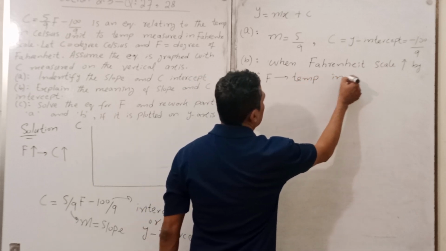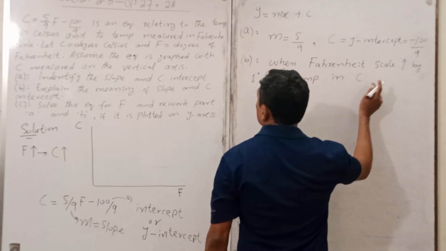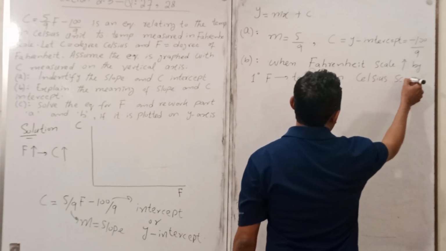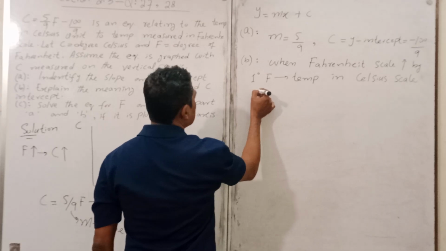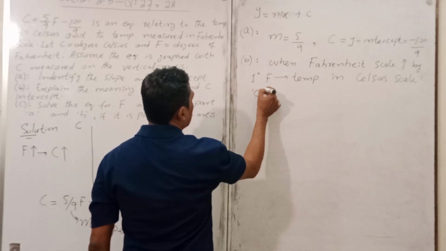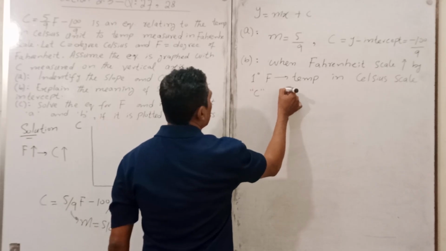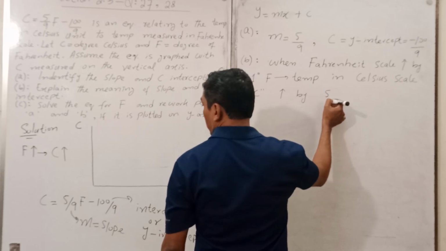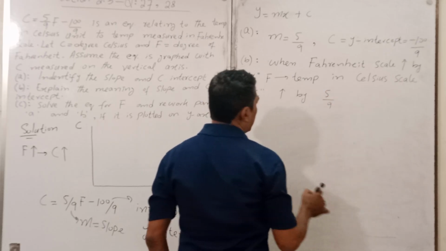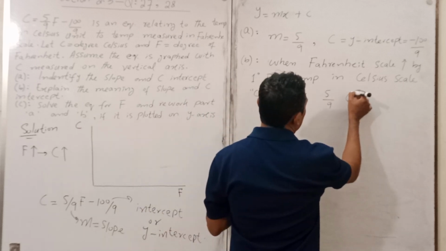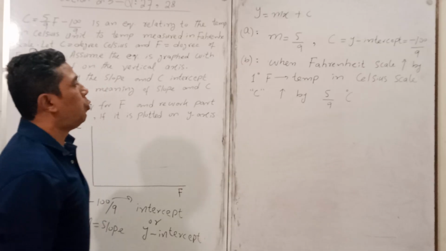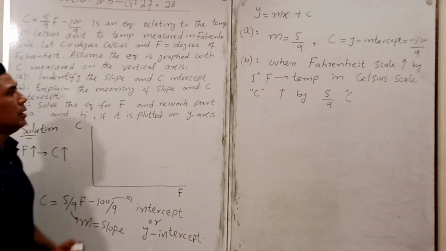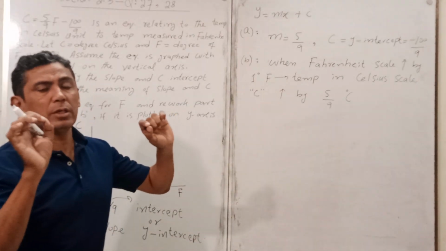Temperature in Celsius scale C increases by 5/9 centidegree. 5/9 centidegree. Clear? You got my point? So it is the one interpretation of slope.